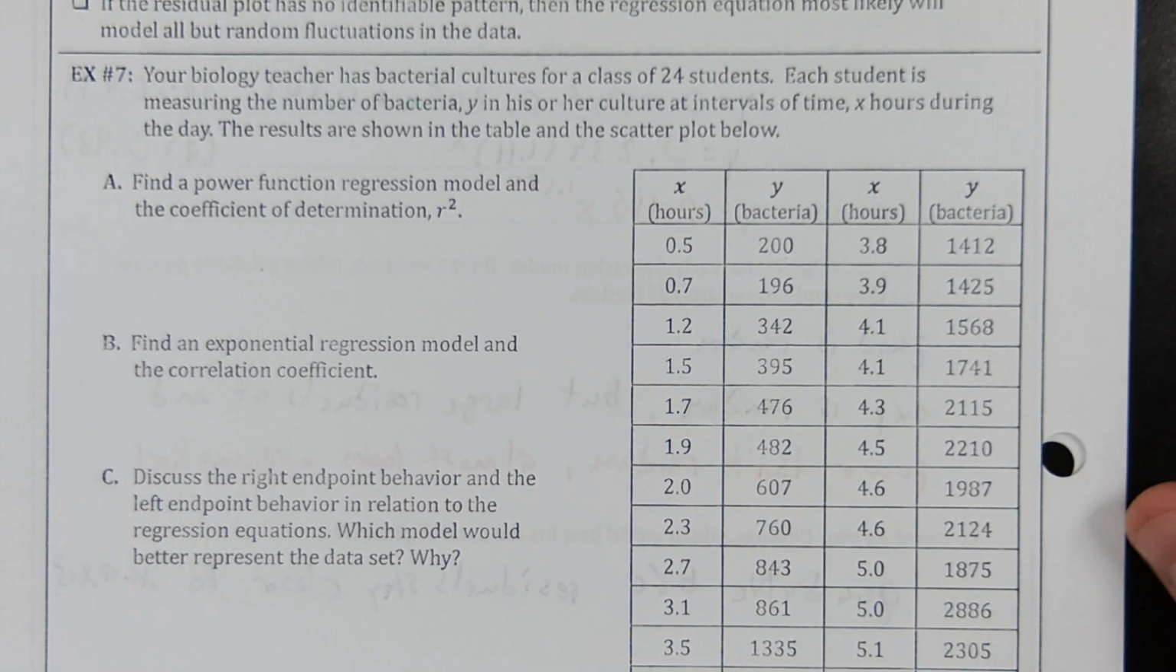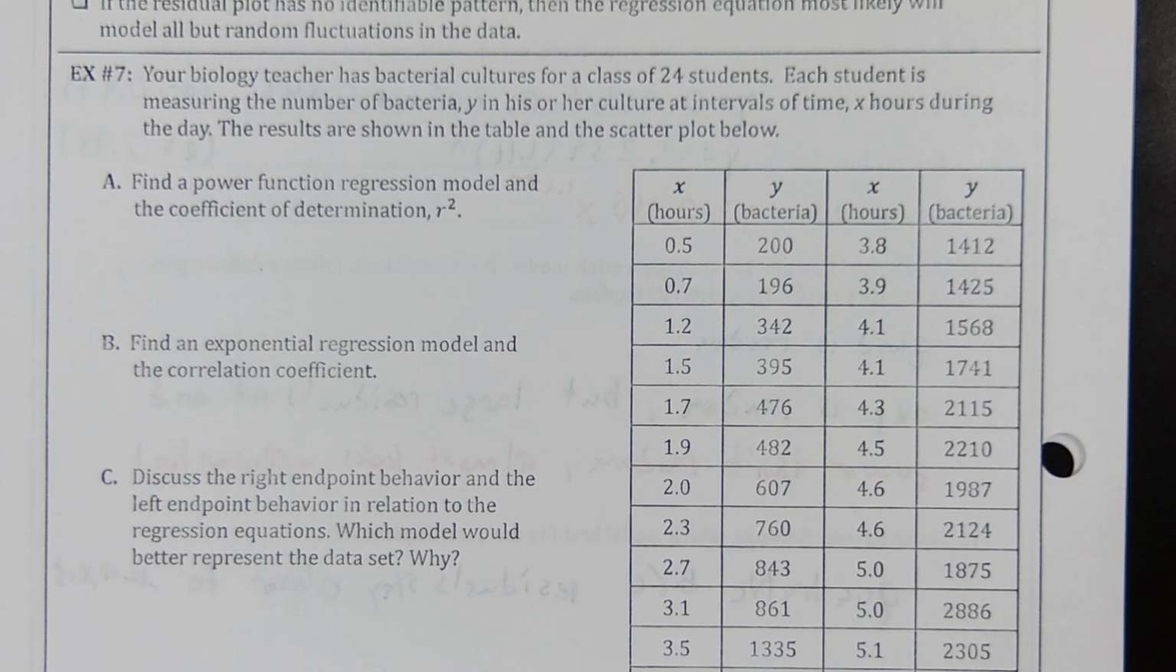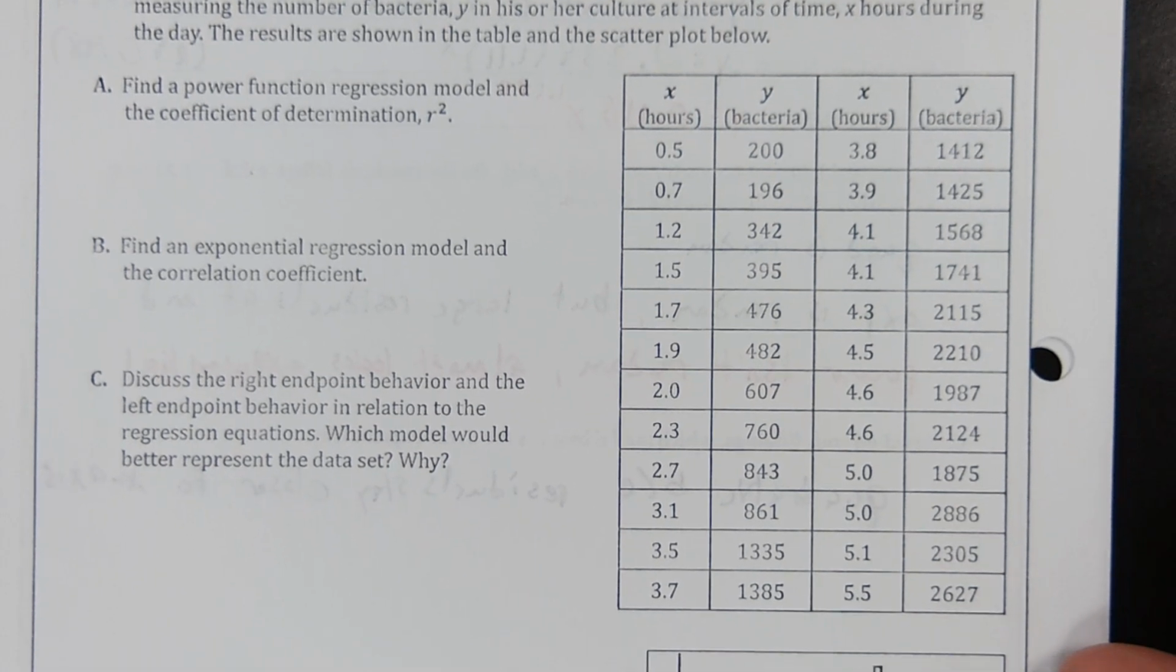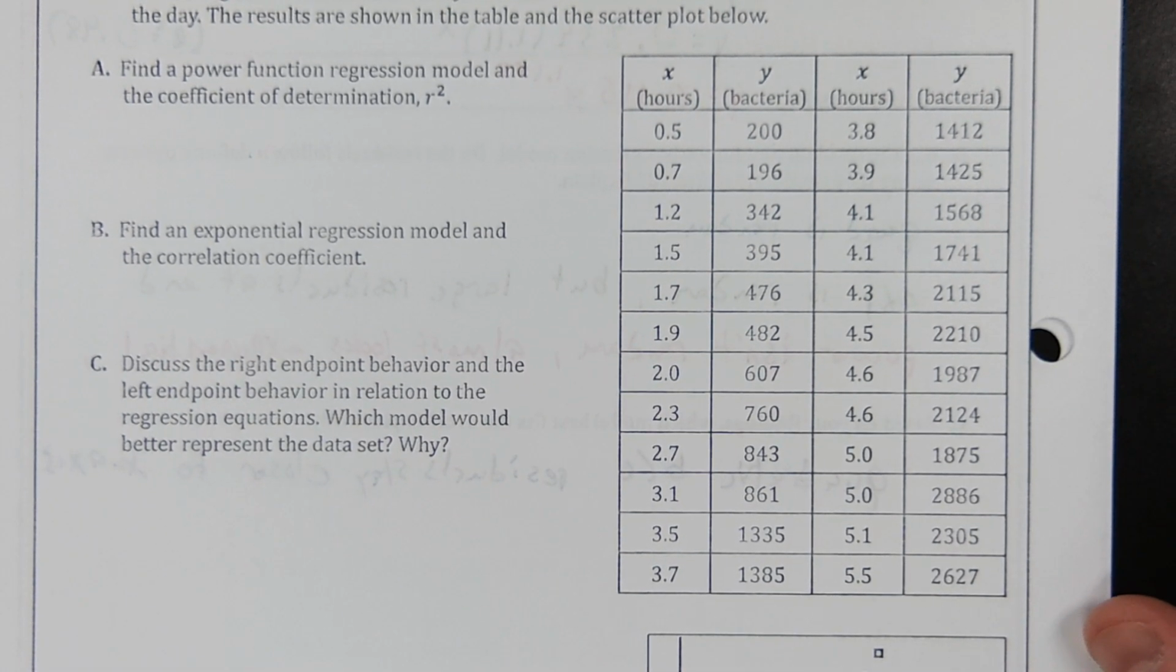Your biology teacher has bacterial cultures for a class of 24 students. Each student is measuring the number of bacteria, Y, in his or her culture at intervals of time, X hours, during the day. The results are shown in this table. It says find a power function regression model and R squared.